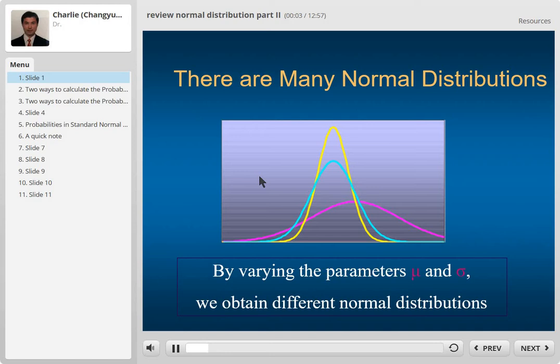We have learned that a normal distribution is determined by its mean, which is also mu, and standard deviation, which is also sigma. For a normal distribution, we can have different means and different standard deviations. So basically, we have an unlimited number of combinations of different mu's and different sigmas. So we have all kinds of normal distributions.